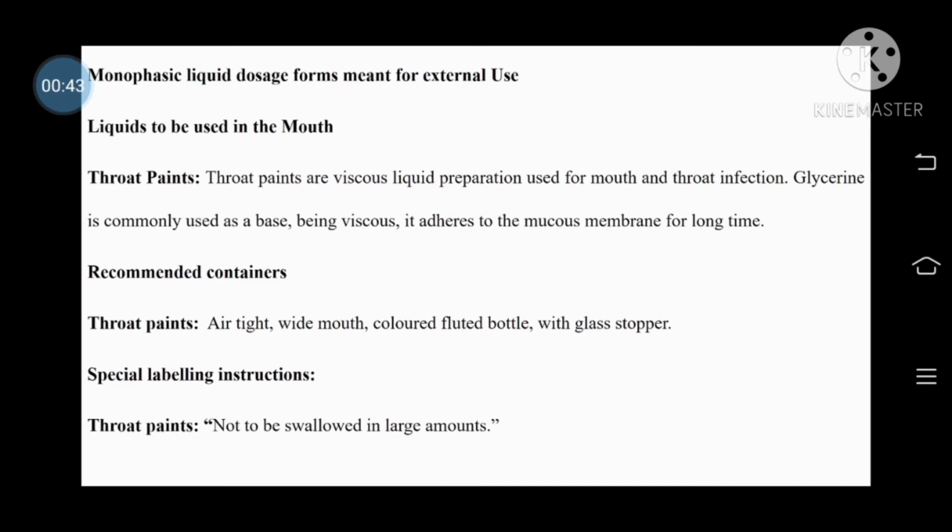Throat paints are viscous liquid preparations meant for oral and throat infections. Generally, glycerin is commonly used as a base. Being viscous in nature, it adheres to the mucous membrane for a long period of time. The recommended container for throat paints is an airtight, wide-mouth, colored fluted bottle with a glass stopper. Special labeling condition for throat paint: not to be swallowed in a large amount.